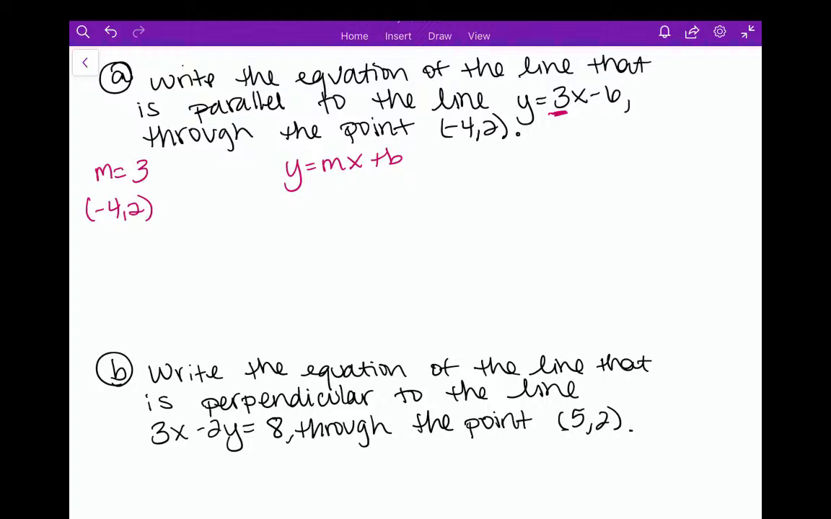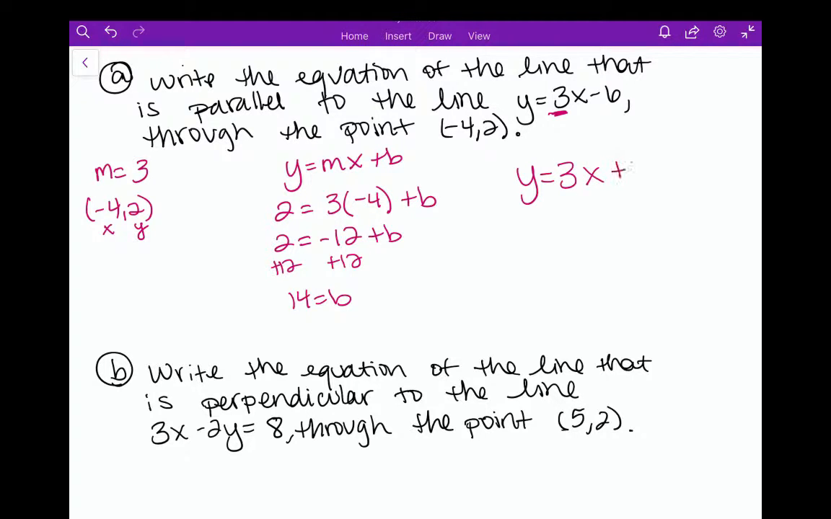So I'm going to plug in this guy for x and this guy for y. So 2 equals, and then my m is 3, my x is negative 4, and now I'm solving for b. So 2 equals negative 12 plus b, add 12 to both sides, so 14 equals b. So my equation is y equals 3x plus 14. That is the parallel line to my original line, and it goes through this point, negative 4, 2, if I were to graph that.